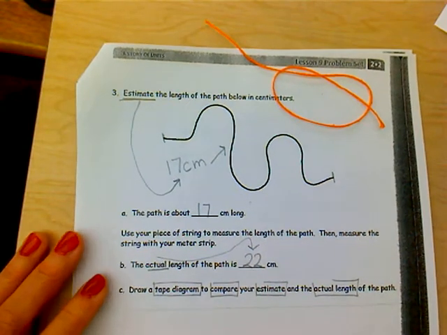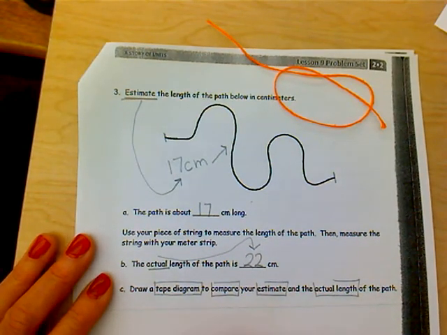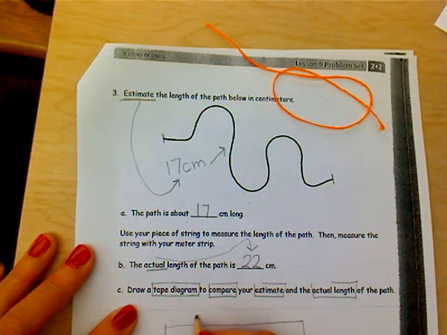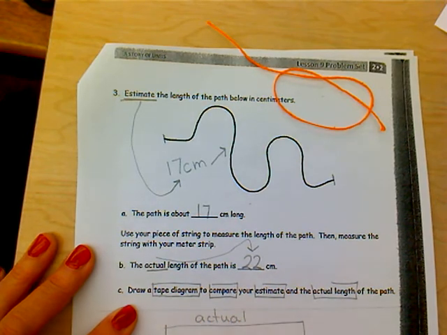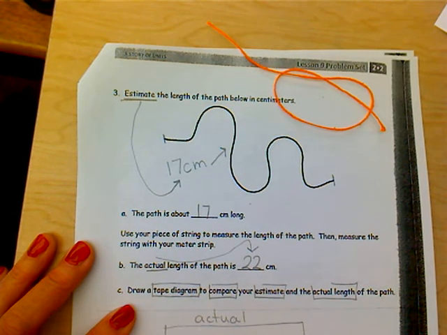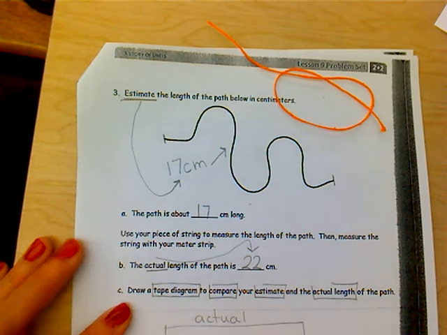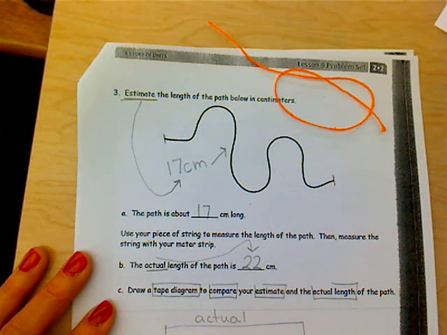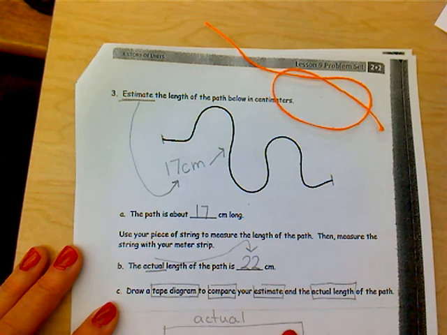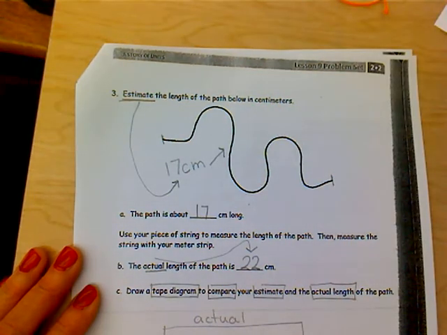Can you make yourself a bar model to figure that out? So the actual length, this is the actual. I'm just going to help you get it set up. Here is your estimate. This one is your estimate. And your estimate was not quite as long. Can you figure out what the difference is, or how we're going to compare and figure out what the difference is between the actual measurement and the estimated measurement?